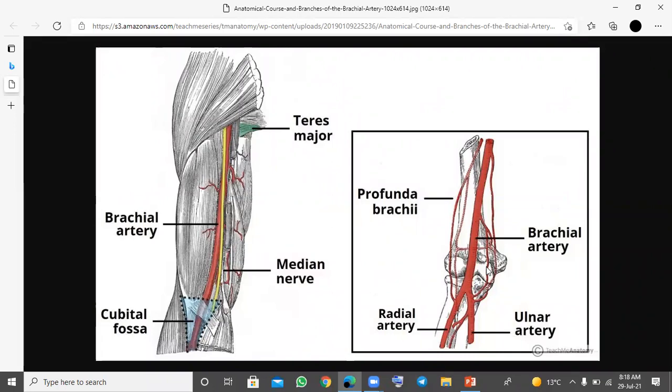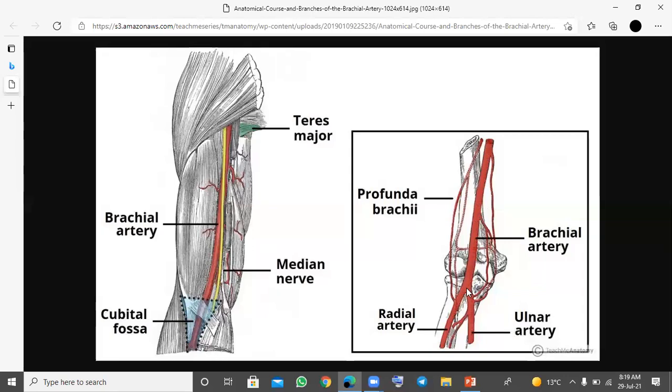So in short, you have the subclavian artery. When the subclavian artery crosses the lateral border of the first rib, the name changes to the axillary artery. And when the axillary artery crosses the lower border of the teres major muscle, the name changes to the brachial artery. So this is the brachial artery there.